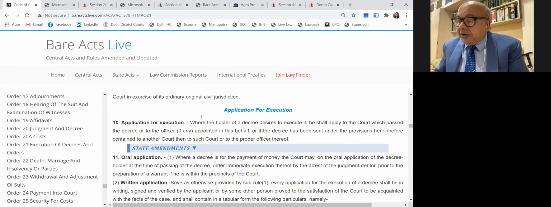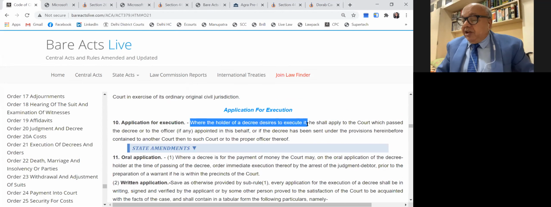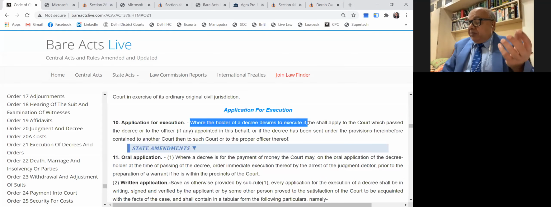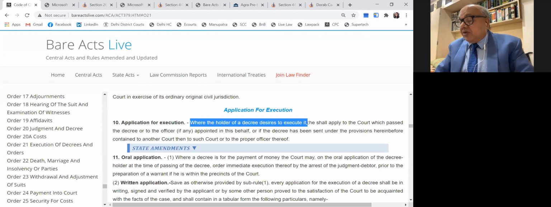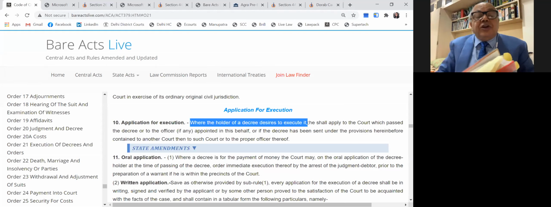Mansi, open this Order 21, Rule 10. Application for execution. Where a holder of a decree desires to execute it, he shall apply to the court which passed the decree, or to the officer appointed for execution. That is the provision. I won't be reading it all. Number one, that is Order 21, Rule 10.